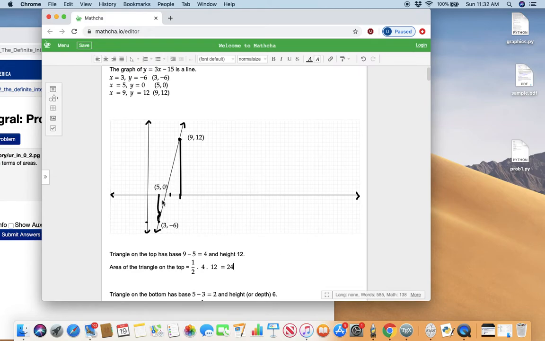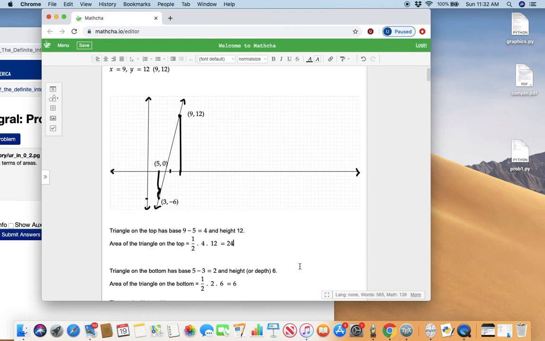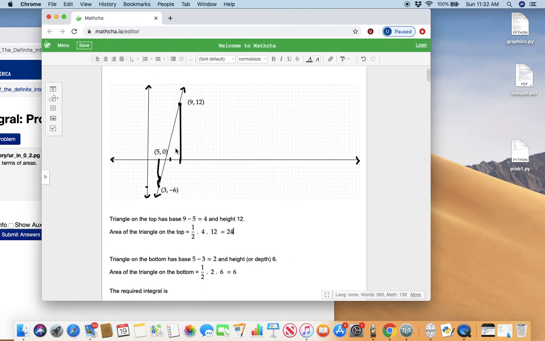Top triangle minus bottom triangle. Okay. Area of the top, right? Top triangle. It has base. So if that's the x coordinate 9, so this is 9 minus 5. Base is 4 here. From 5 to 9. Height is 12. So area of a triangle is half base times height. So that's 48. Half of that is 24.